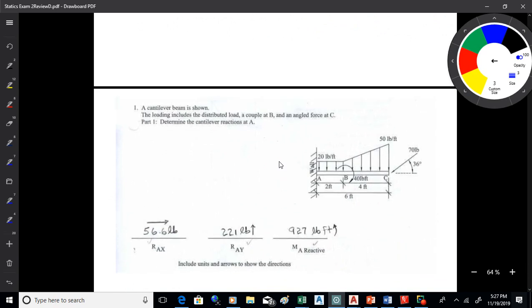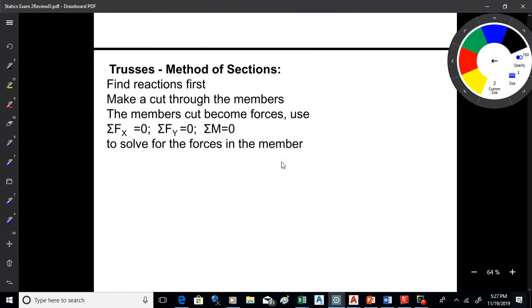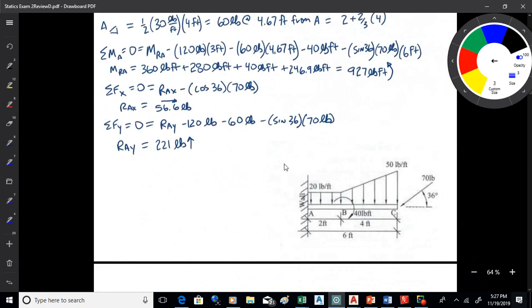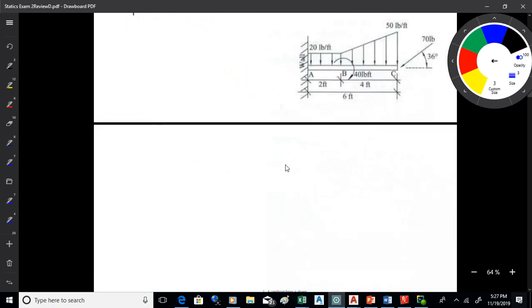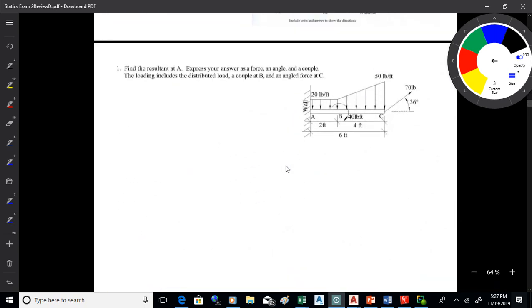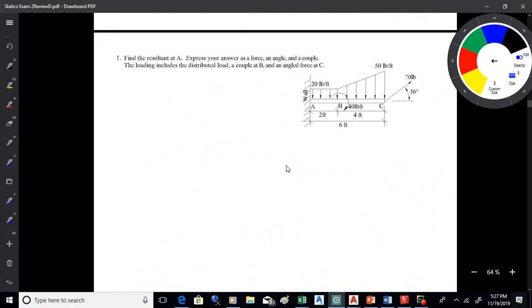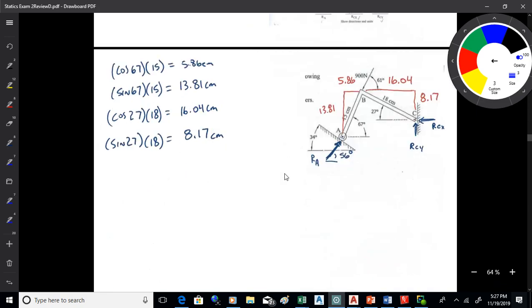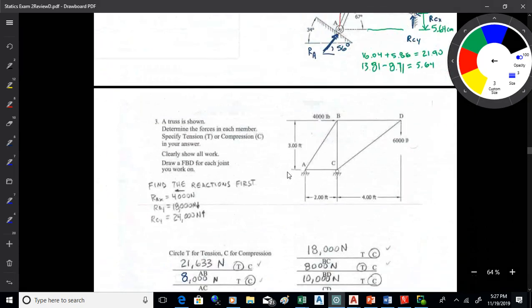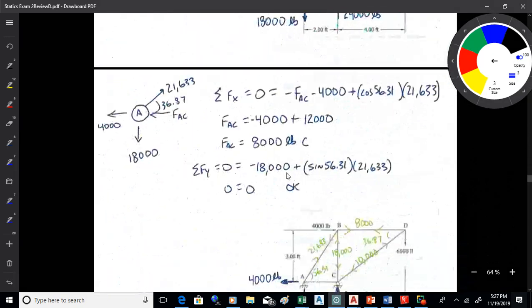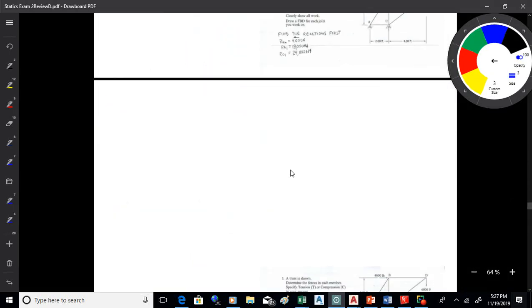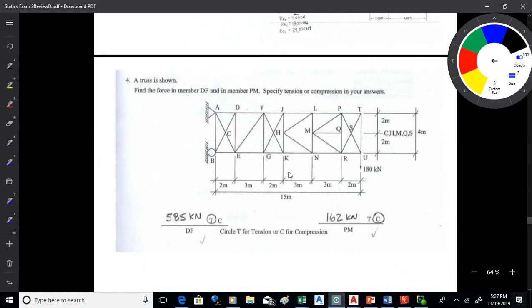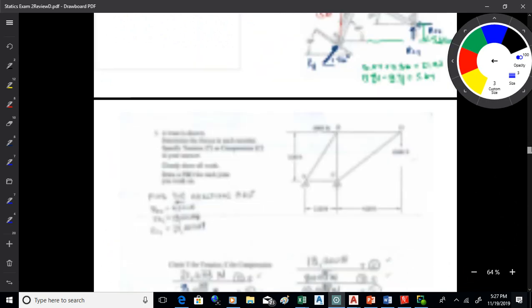Okay, I've got some review problems here. Let's see. I've got this one here, I think, where you want to find a resultant. And then I've got one where you want to do some equilibrium. And then I've got one basic truss, and then a method of sections. Okay, so that's basically what I've got going on for the review. Those are just some old test questions.